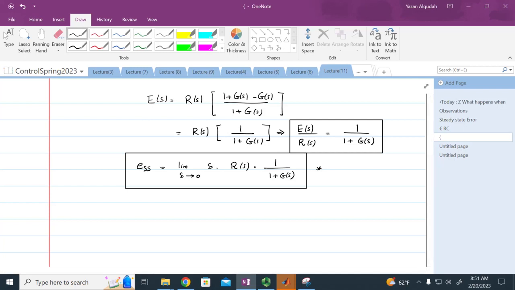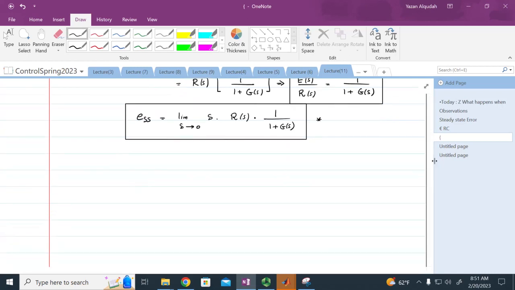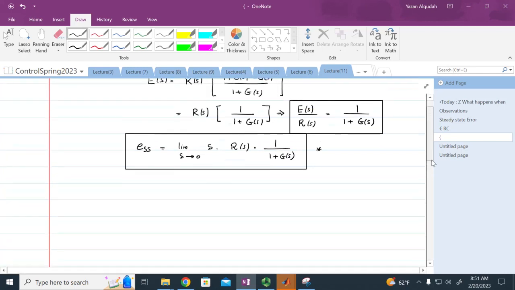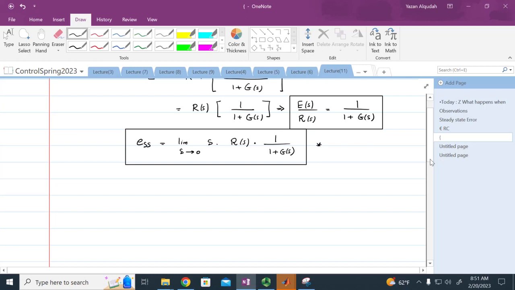According to this, the input and G of S is what will determine the steady state error. So what we're going to be doing next is looking at different inputs and then different system types and calculating the steady state error.